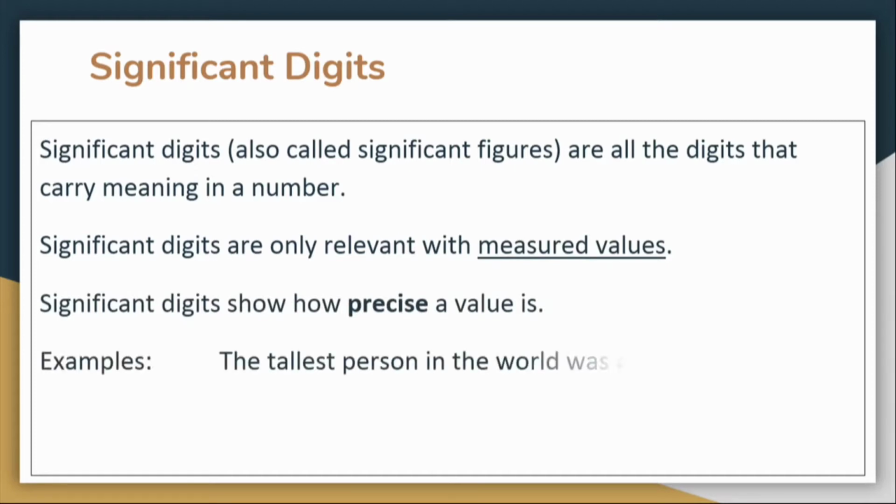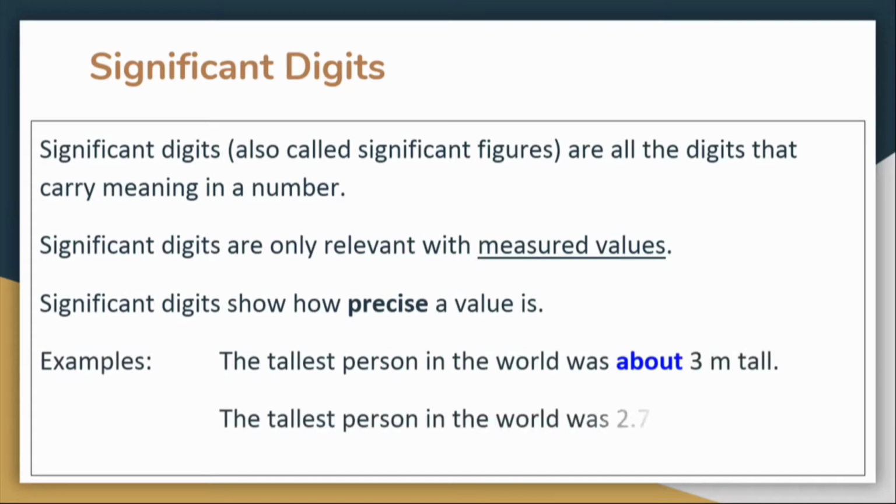For example, the tallest person in the world was about 3 meters tall. The tallest person in the world was 2.72 meters tall. The first example has 1 significant digit, while the second one has 3 significant digits. It only shows that the second one is more precise.